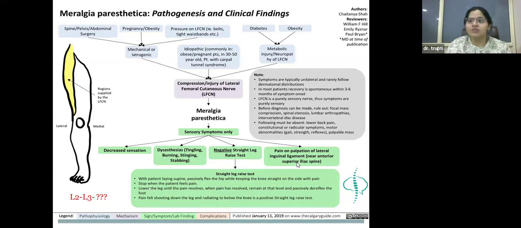There are two more sites where the nerve can get compressed. The first one is near the L2, L3 region. The second one is in the intra-abdominal cavity if the pressure is very high. And the third one is under the inguinal ligament. These three are the sites where the nerve gets compressed. Most of the time it's the inguinal ligament, but these two are also common sites.